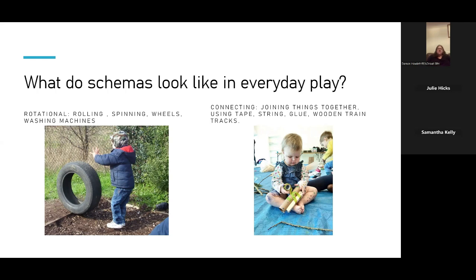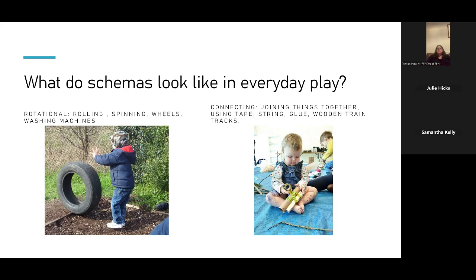And then you've got the connecting schema. Again, pretty much says what it does on the tin. It's joining things together. So in this picture, she's using tape to join odd random loose bits together. It can be tying string around something and then looping it all around the setting, joining up different things, putting it on door handles. It can be joining things together with glue. It can be things as simple as the wooden train tracks that we all have, or Lego.